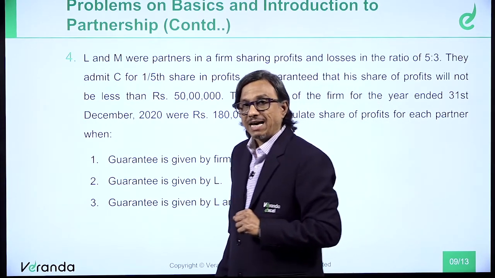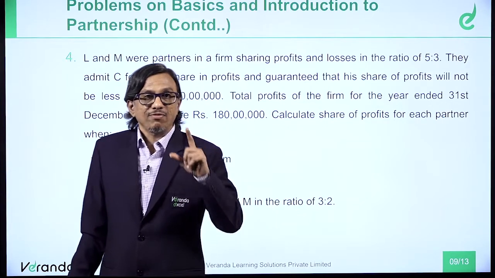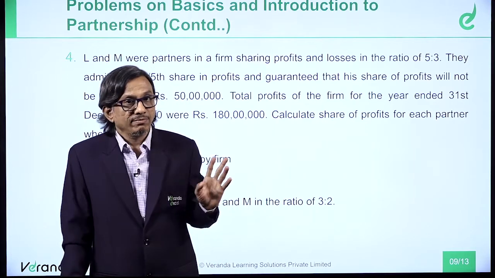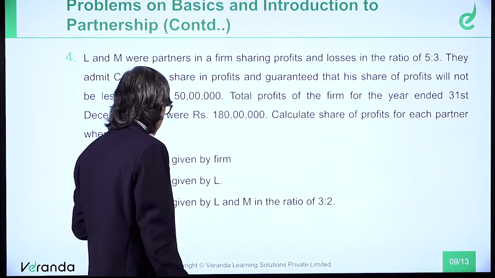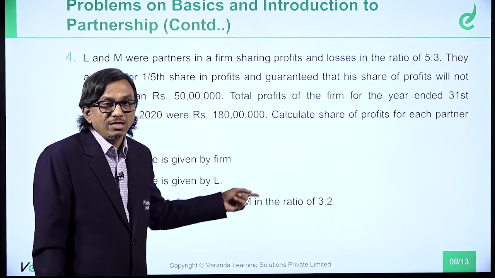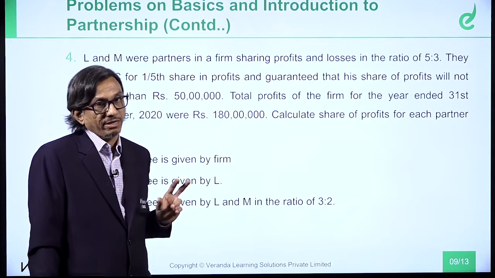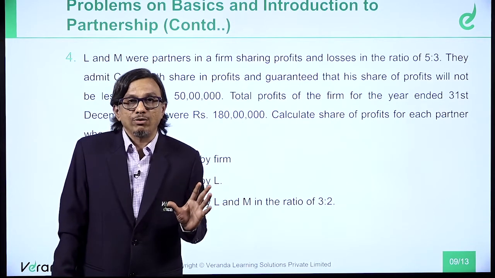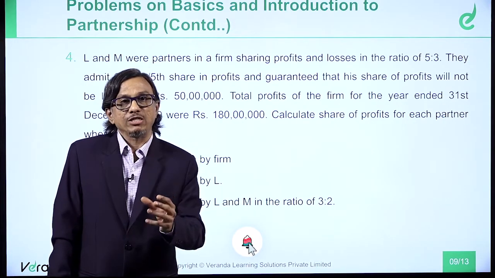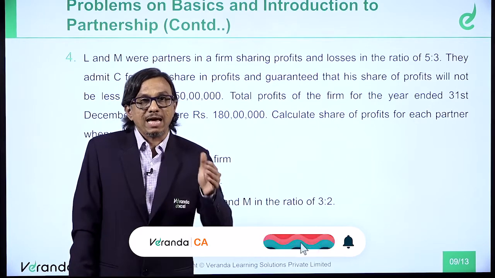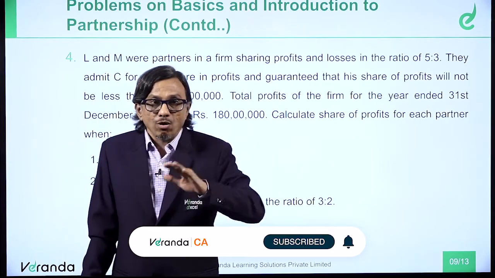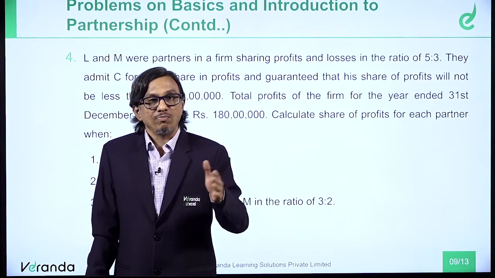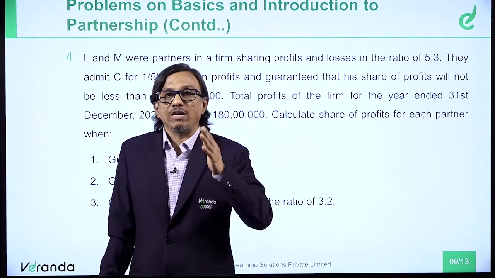Whereas in the second case, guarantee is given by L. That means in the event of any deficiency, the deficiency will be taken from L and given to C. The third situation, guarantee is given by L and M in the ratio of 3:2. So, you have to find out the deficiency. L and M both will bear the deficiency, but in the ratio of 3:2. We have to find out the deficiency to L and the deficiency to M, and transfer that balance from L and M to C. But ultimately, in all the 3 situations, the profit to C shall not be less than 50 lakhs. That is what we have to achieve.